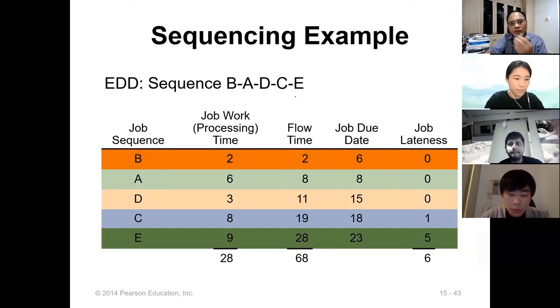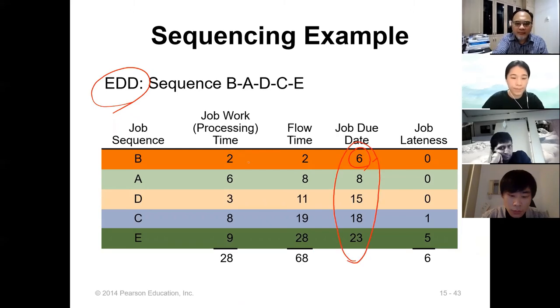Now, if I use earliest due date, earliest due date means I want to sequence according to the due dates. That means the first is 6, okay? If you look at the earliest in the table, the first is 6, then 8, 5, 15, 18. So this is according to the due dates.